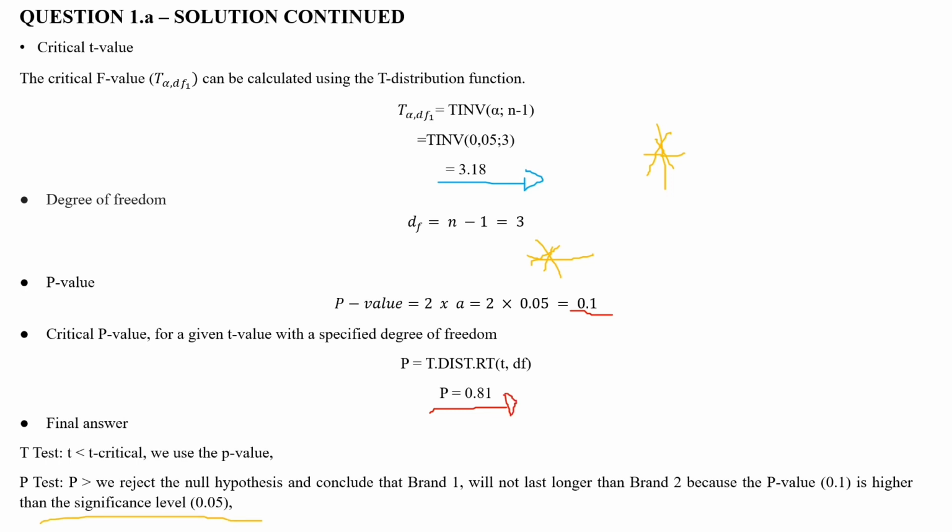We can now say, based on the results, that since the calculated t-value is minus 1.05 and it's less than the t-critical value of 3.18, and the p-value of 0.1 is higher than the significance level of 0.05, we therefore fail to reject the null hypothesis. Therefore, we do not have enough evidence to suggest that brand 1 will last longer than brand 2 on average.